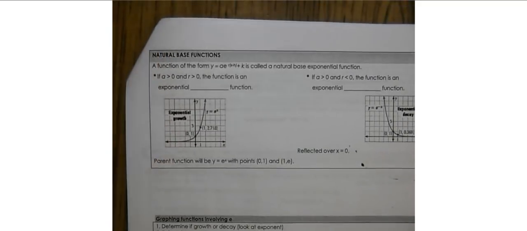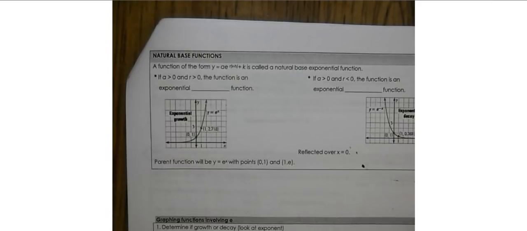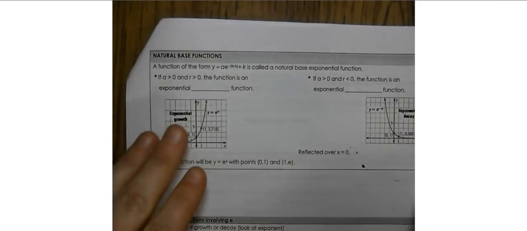So now what we're going to do is transition a little bit to graphing these types of functions. Graphing natural base functions is exactly the same, for the most part, as graphing an exponential growth function. So we have y is equal to a times e to the r times (x minus h) plus k power. This r value is a new concept.